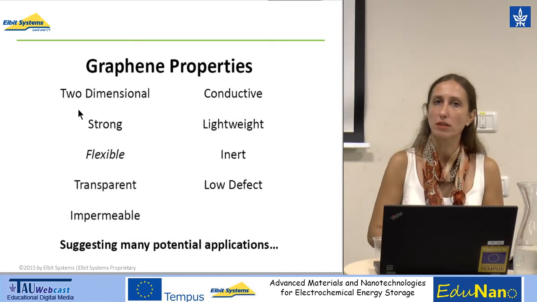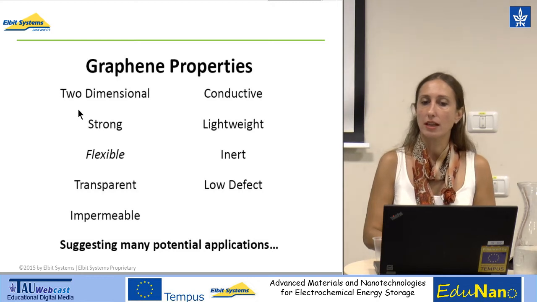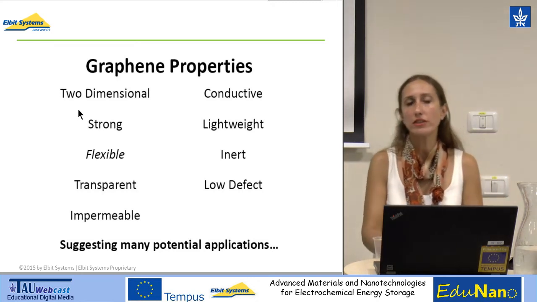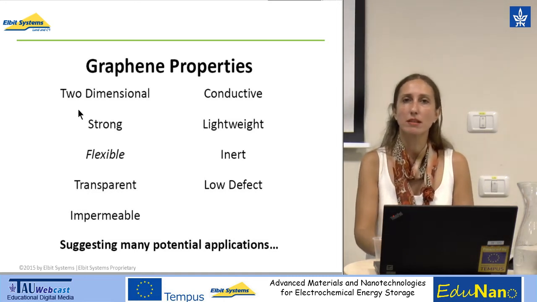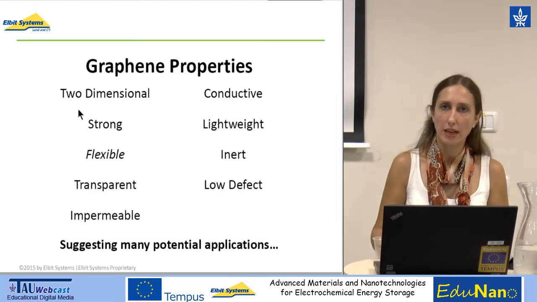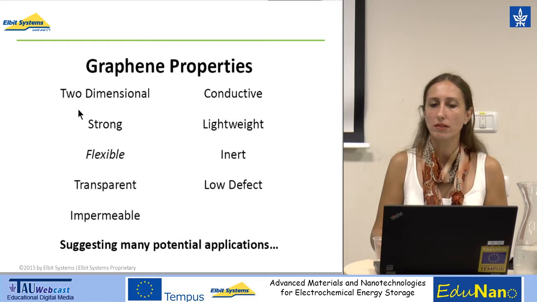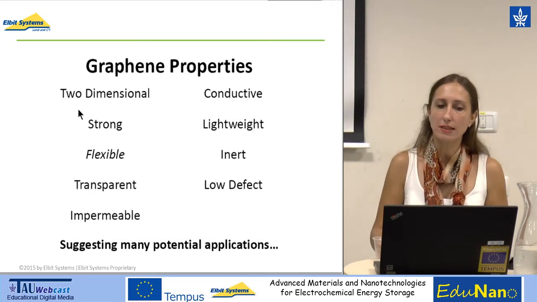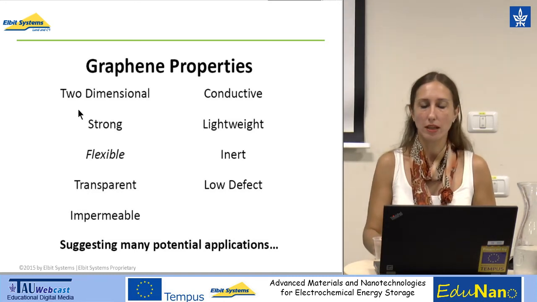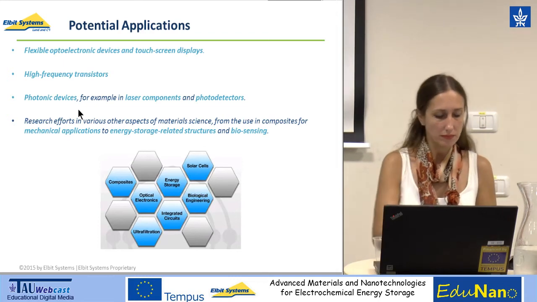So when we talk about the graphene properties, we talked about the two-dimensional structure. We talk about its high conductivity, its high strength, its lightweight, its impermeability or its inert nature, the flexibility that makes it very potential for flexible electronics, the transparency combined with the high conductivity, the low defects, that suggest a very wide and broad range of potential applications.